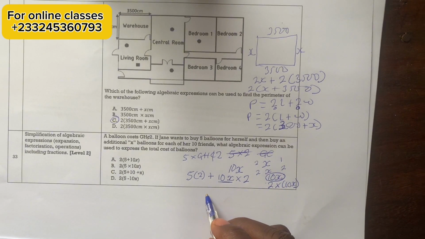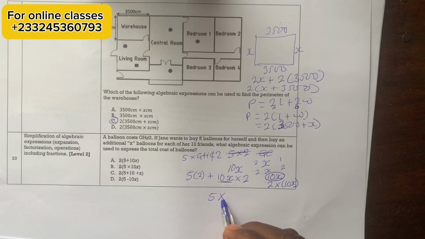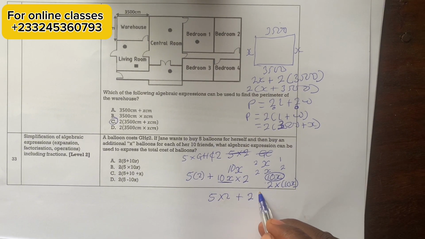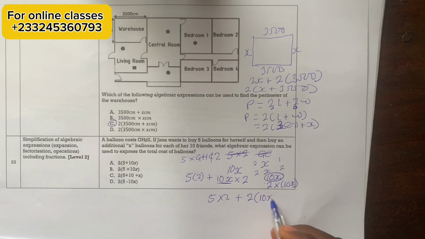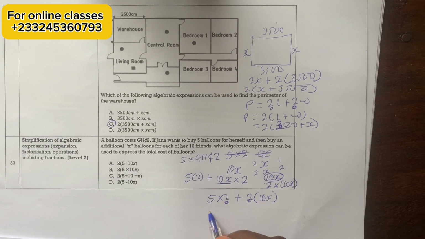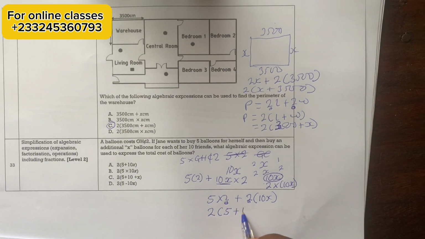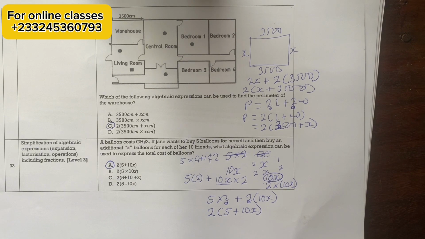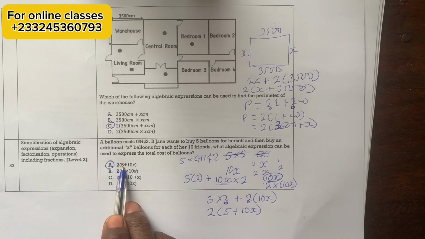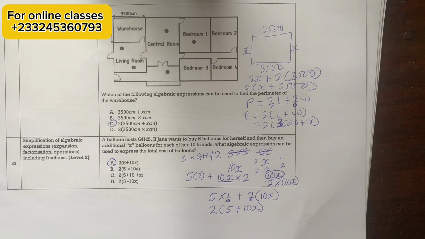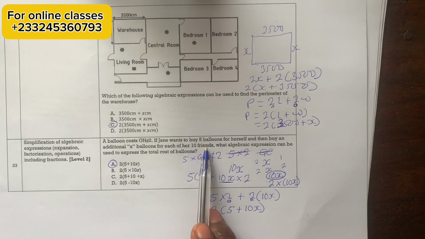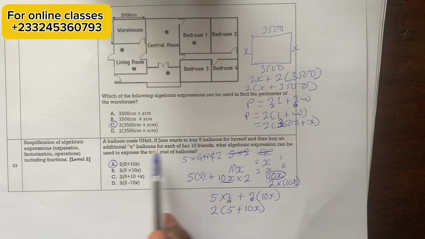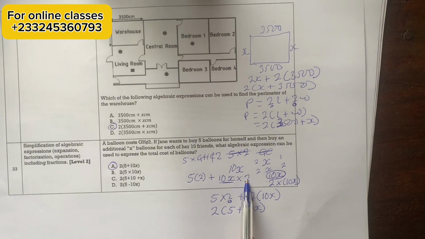So now I'm going to get 5 times 2 plus 2 times, I want to use brackets, 10x. This is 2 and this is 2. So I can factorize 2 out to get 2 times (5 plus 10x). And this is A as my option in a very simple way. So 2 times 5 is what I'll pay, and 2 times 10x is what I'll pay for my 10 friends. If 10 friends each need x balloons, then they are going to get 10x balloons times the cost.